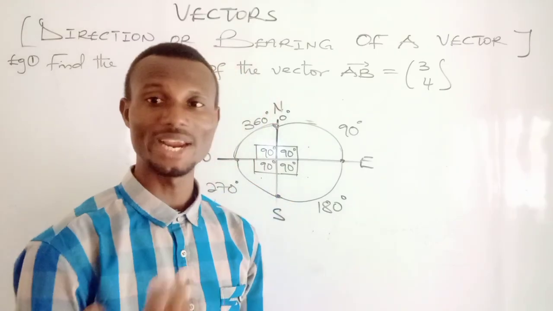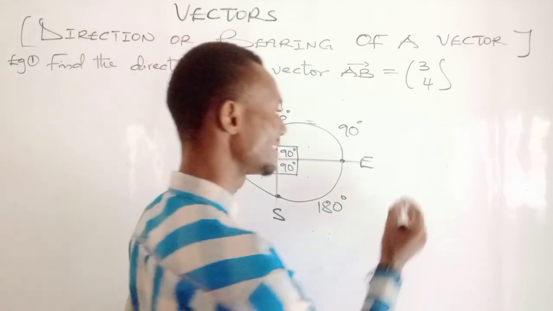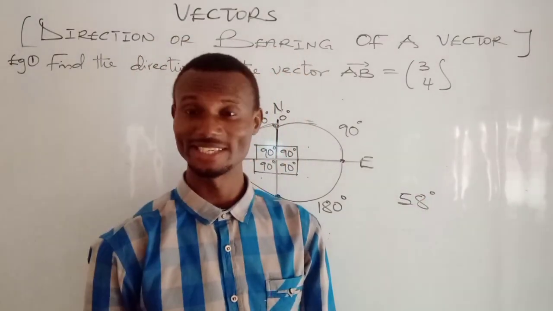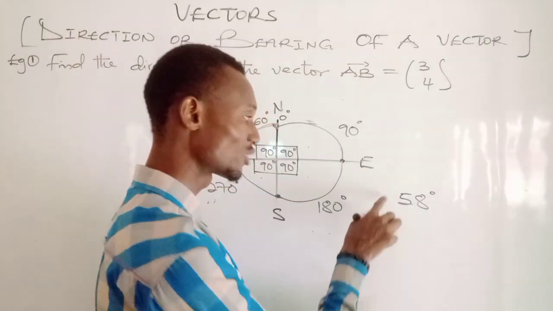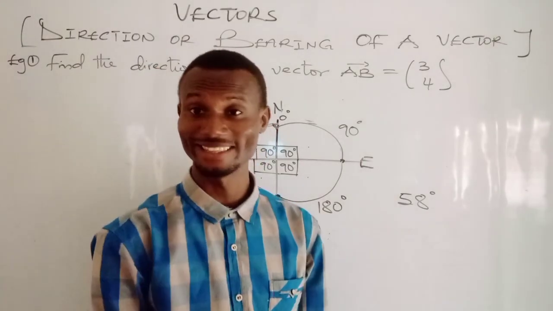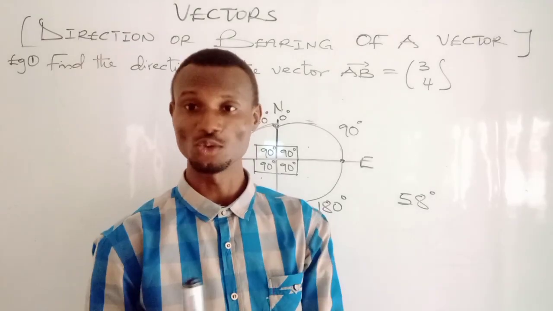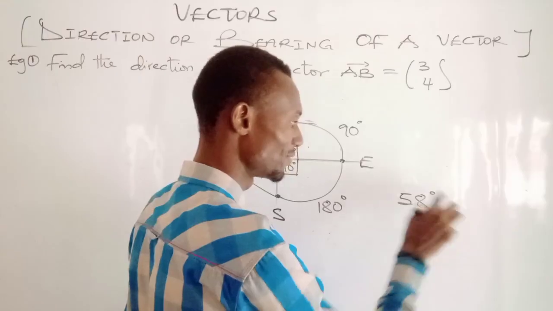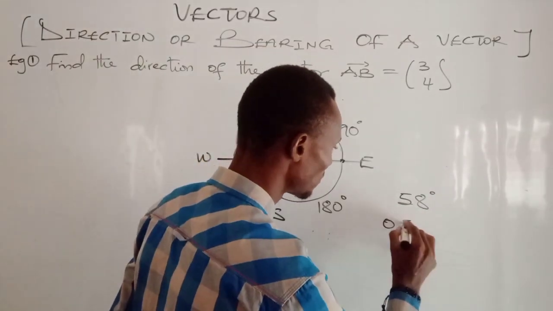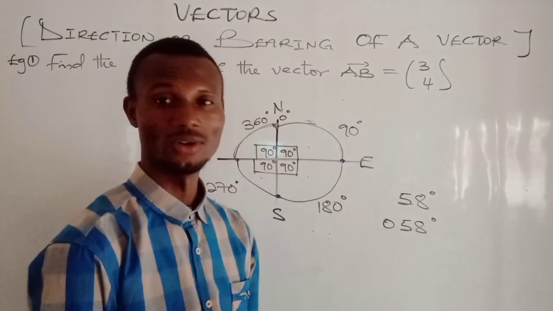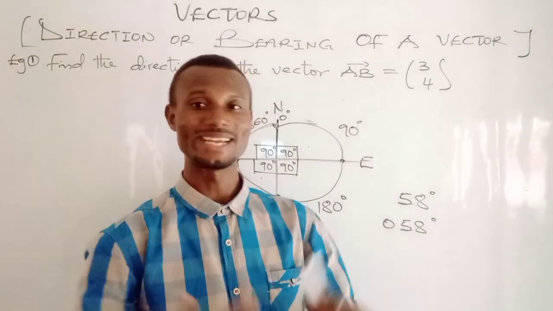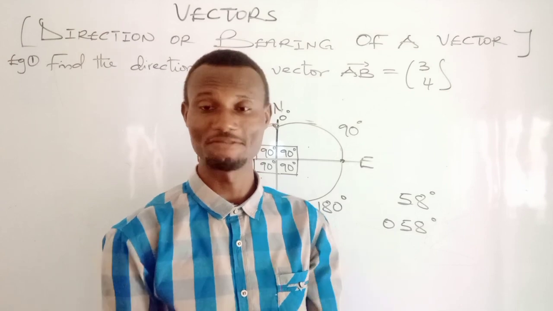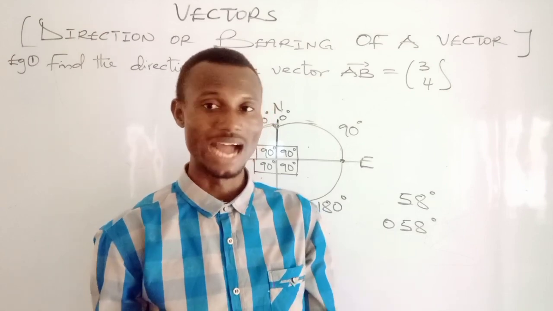So assuming I read a particular bearing and I'm getting, let's say, 58 degrees, because bearings are always written in 3 figures, you have to start with a 0 so that you can get the 3 figures which you need. Bearing is always written in 3 figures or 3 digits. So instead of writing 58 degrees, I'll write 058 degrees. That's how to go about it. But in the case where the value is already in 3 digits, you don't have to do anything about it.